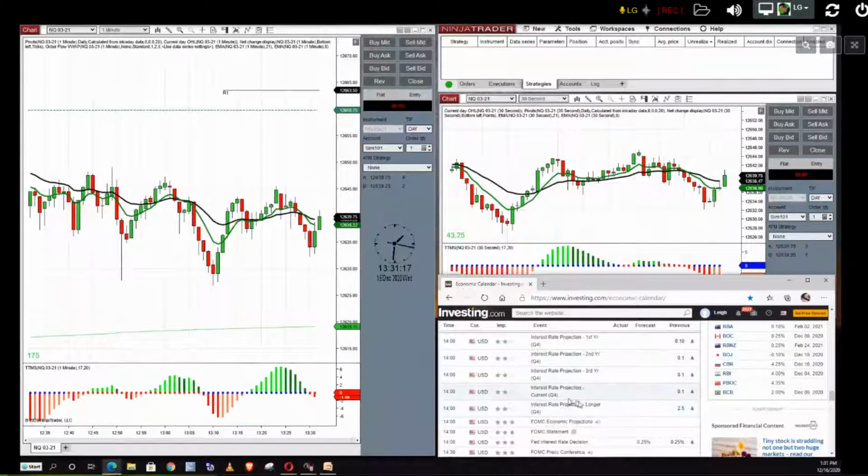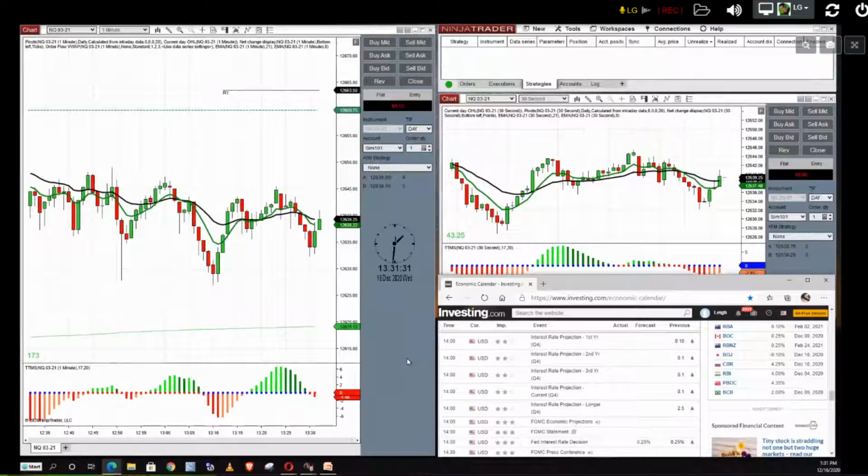So there's a little bit of extra news that I don't recall seeing. I checked last month, and these interest rate projections were not part of the news last time. So it just means we have to be a little bit more careful.